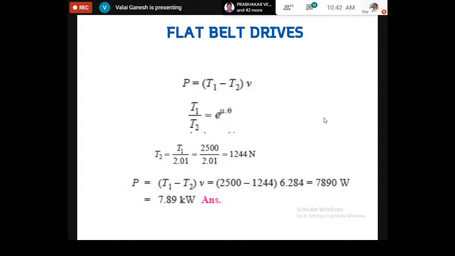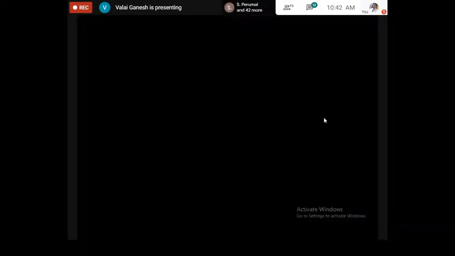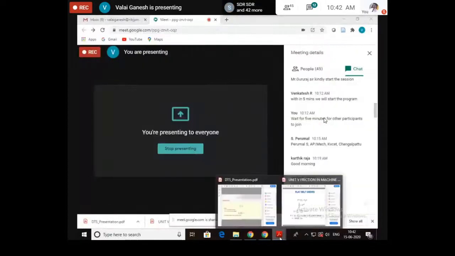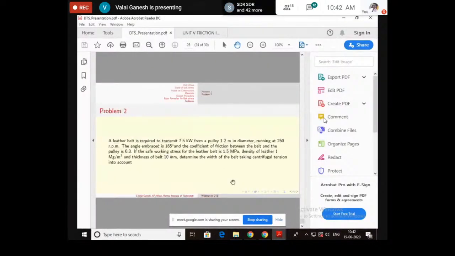First type is where we are going to design a flat belt drive, and the second type of problem is this kind of thing, calculation of power and calculation of some basic dimensions of belt drives. I switch over to problem number 2.